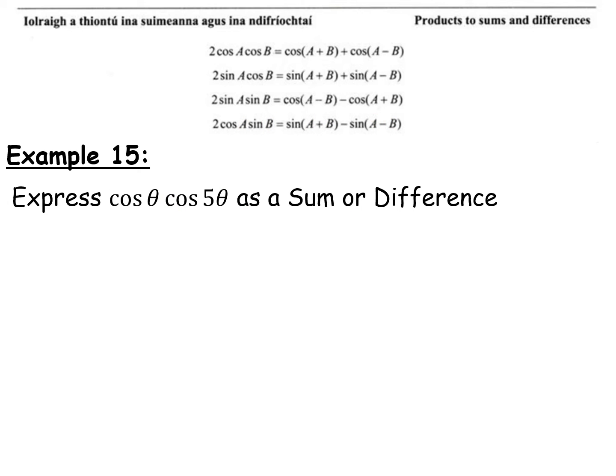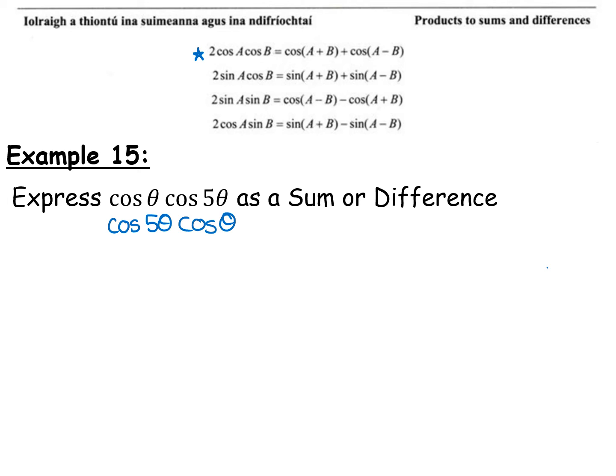So example 15, express cos of theta, cos of 5 theta as a sum or difference. So the first thing I'm going to suggest that we do is just rearrange it. Remember, it doesn't matter what order we multiply in. Multiplication is commutative. So I'm going to change it so that the big one is always in front. This is to help us with the differences so we don't get negative angles and we don't have to overcomplicate the question. So we've got cos and cos, so we're going to work with this formula here.